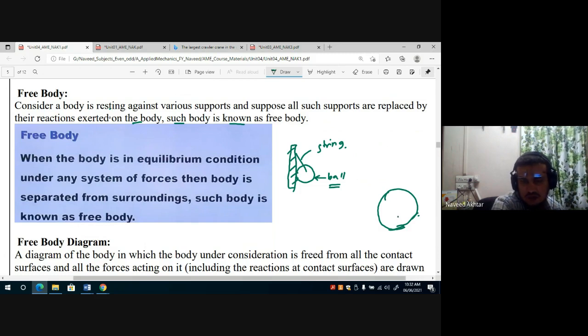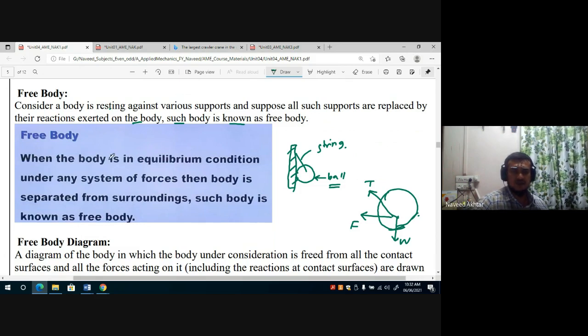This is called a free body, and the diagram made for the free body is called a free body diagram. You can see the force tension T, weight W, and if you exert pressure on the wall, that is also a force. Likewise, you can prepare a free body diagram.